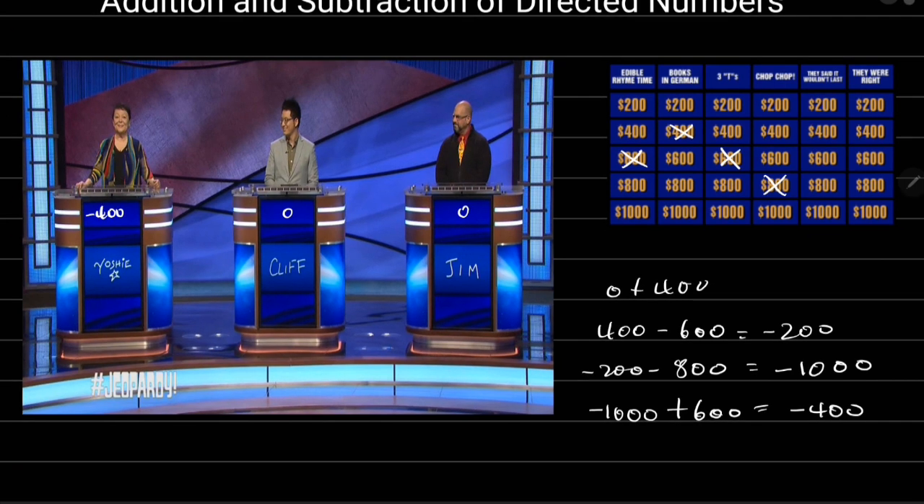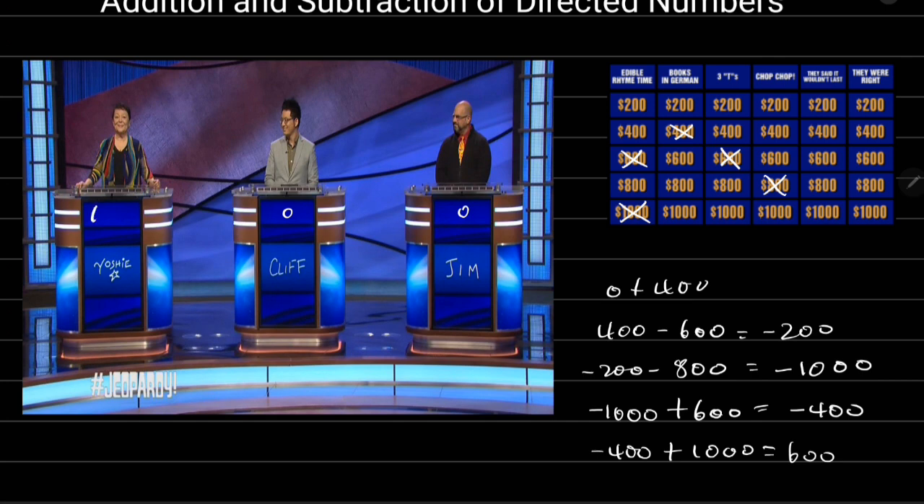Yoshi then chooses rhyme time for 1,000. The question pops up and Yoshi gets it correct. So Yoshi will now have negative 400 plus 1,000. The 1,000 is more than the negative 400, which means she will go into the positive now. She'll have a positive 600.